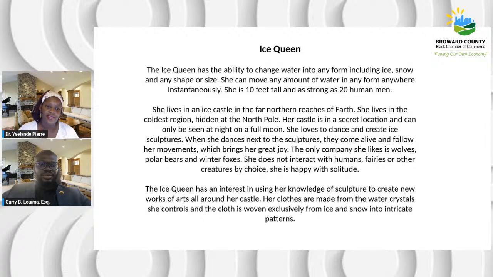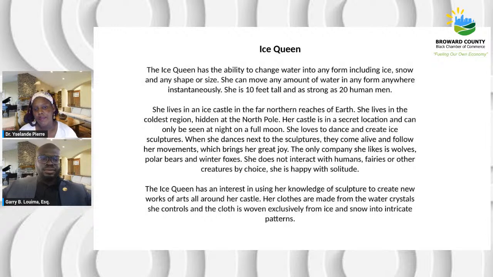So the Ice Queen has the ability to change water into any form, including ice, snow, and any other shape or size. She can move any amount of water in any form, anywhere, instantaneously. She is 10 feet tall and as strong as 20 human men. She lives in an ice castle in the far northern reaches of Earth. She lives in the coldest region, hidden at the North Pole. Her castle is in a secret location and can only be seen at night on a full moon. She loves to dance and create ice sculptures. When she dances next to the sculptures, they come alive and follow her movements, which brings her great joy.